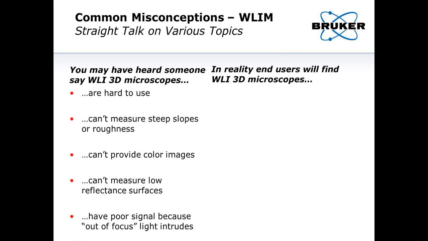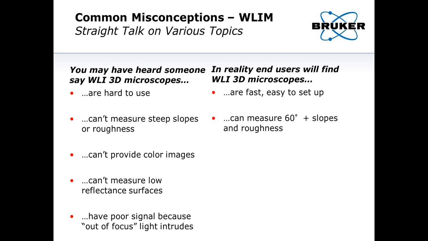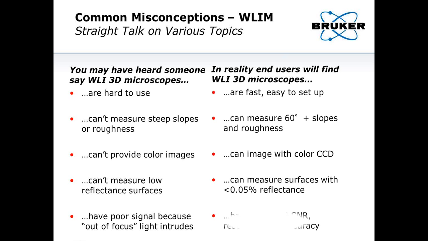I've heard them pretty generally, that they're maybe hard to use, or they can't measure steep slopes or can't measure roughness. You can't have color images or aren't able to measure low reflectance surfaces, or you may have poor signal because out of focus light intrudes on the imaging. And I think in reality people will find that these types of tools are pretty easy to set up and can be demonstrated to measure slopes and roughness, have color imaging and look at low reflectance surfaces, as well as deliver really excellent signal and noise.